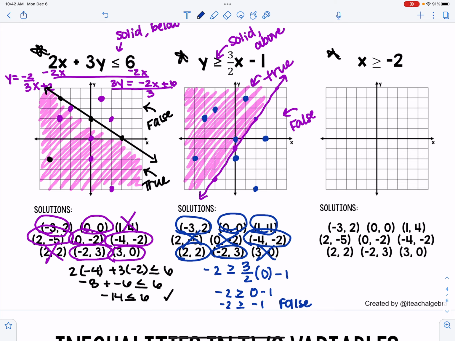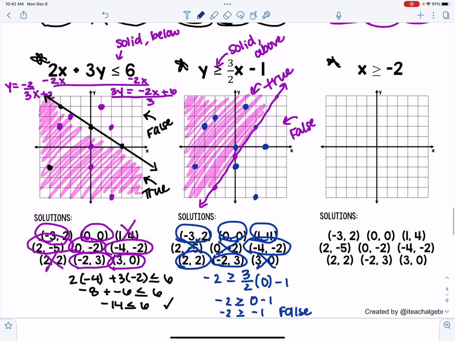All right, and my final question for your homework was x is greater than or equal to -2. So if I made this into an equation, it'll say x is equal to -2. So when x is -2, I'll have a point there. And let me just put that there.